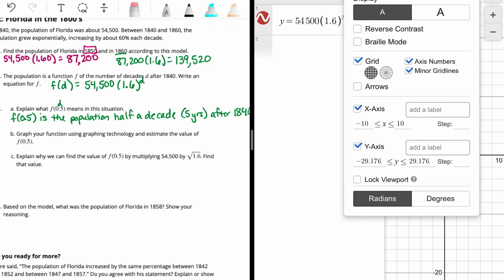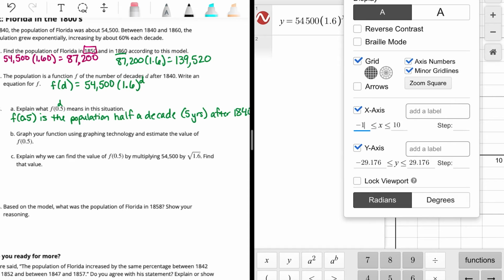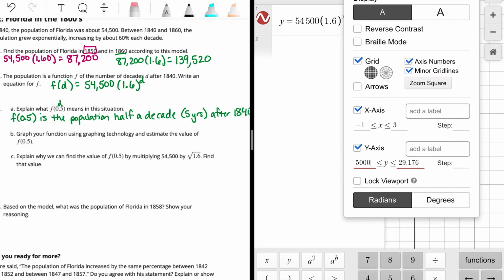So I tap on the gear, and I am going to change my x-axis. I'm going to start it at -1, and we'll go up to 3 decades. And then our y-axis, we are starting at 54,500, so we'll do the population in thousands. Actually, no, we won't. We'll do 50,000. And then we'll go up to maybe like 200,000.